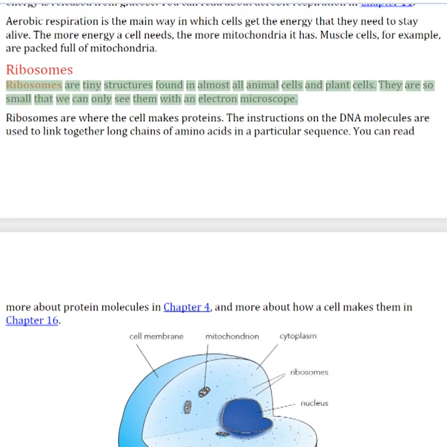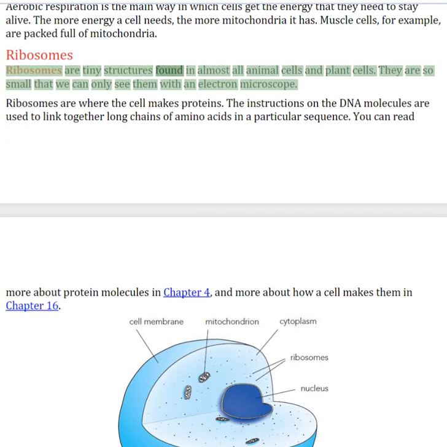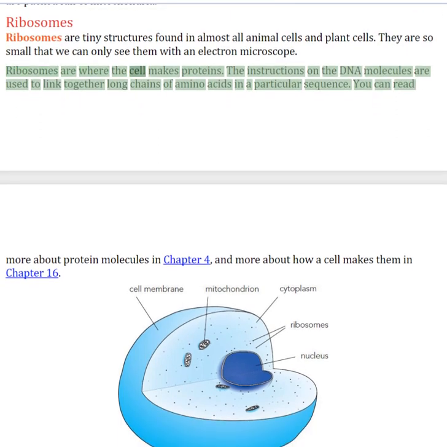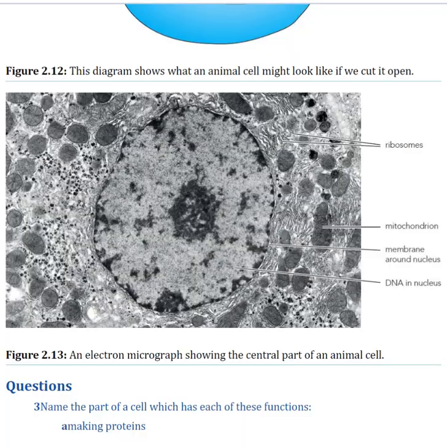Ribosomes. Ribosomes are tiny structures found in almost all animal cells and plant cells. They are so small that we can only see them with an electron microscope. Ribosomes are where the cell makes proteins. The instructions on the DNA molecules are used to link together long chains of amino acids in a particular sequence. You can read more about protein molecules in Chapter 4, and more about how a cell makes them in Chapter 16.